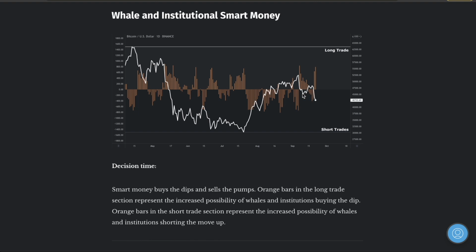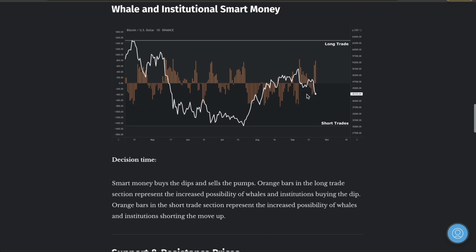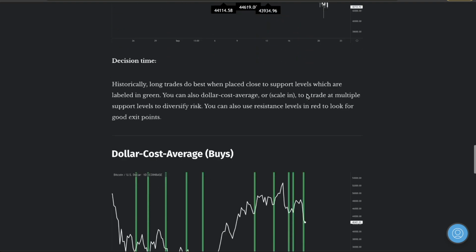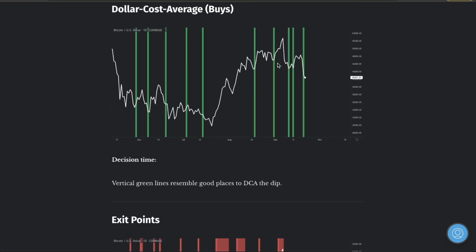But once you start getting into long trades, let's say you got into a long trade here and it starts moving up, and the metric bars start printing to the downside, showing that whales and institutional smart money are going short, that might be a place where you want to look to take maybe a 25, 50 to 100% exit. Okay, moving down here, this is just dollar cost average buys.